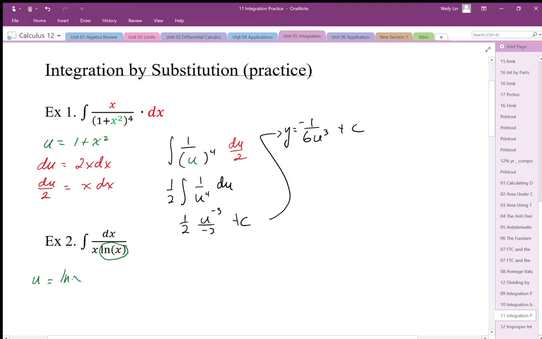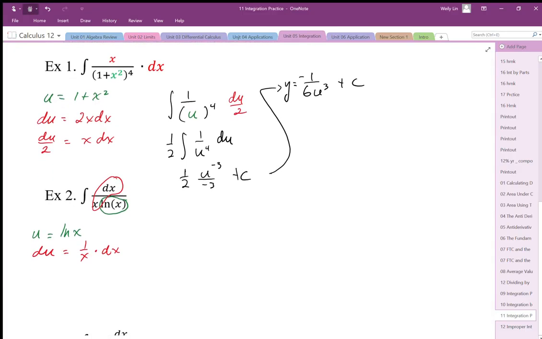My du then, when I differentiate the log x, I get 1 over x, and then I'm going to move the dx over, so I get 1 over x dx. So there it is. There's the outside function that needs to be accounted for with the derivative. So this one works. I'm going to end up with the integral of 1 over u. There's my 1 over u. And then I'm going to replace the 1 over x dx, which is right here, with a du.